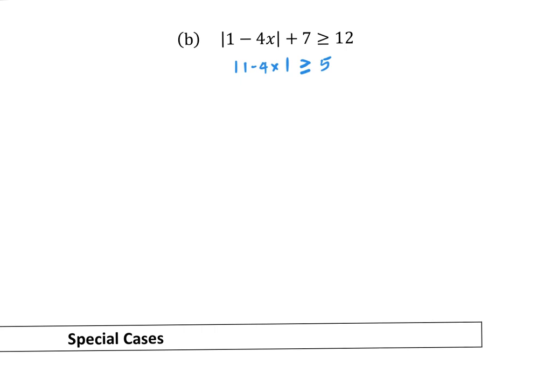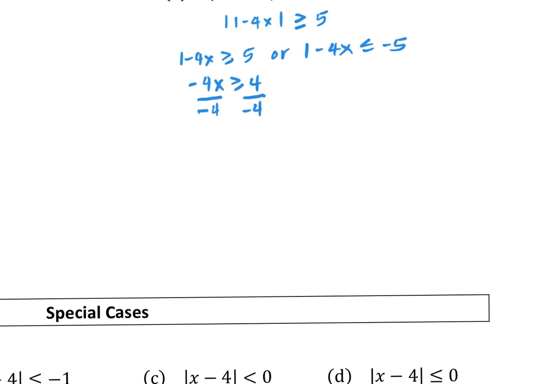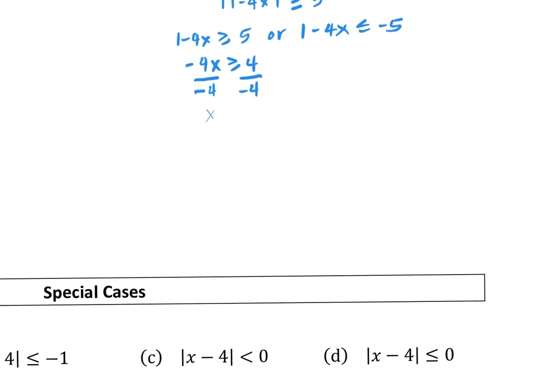I can split it up into 1 minus 4x greater than or equal to 5, or 1 minus 4x less than or equal to negative 5. Solving separately, if I subtract 1 in the first inequality, I get negative 4x greater than or equal to 4. And I'm going to show the division because it helps me remind myself that I have to flip the inequality because I'm dividing by a negative number. So when I divide by this negative 4, I'm going to get x is less than or equal to negative 1 because I have to flip the sign.